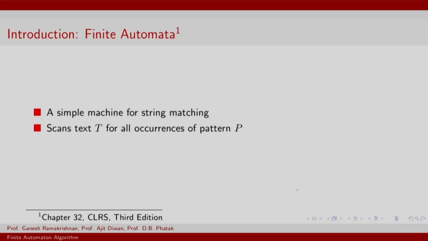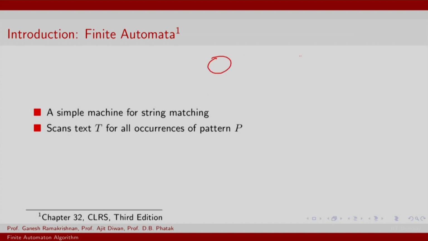What is a finite state automaton? It is a simple machine for string matching. A finite state automaton has an associated alphabet, and given any observation from the alphabet, the automaton makes transitions from something called states, from one state to another state.